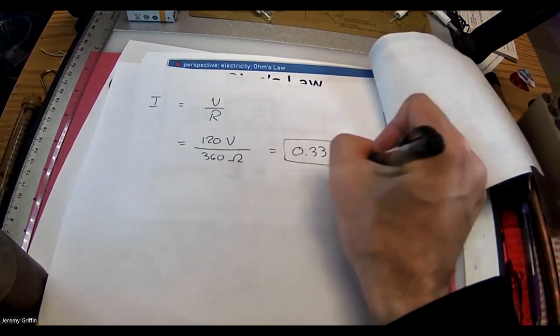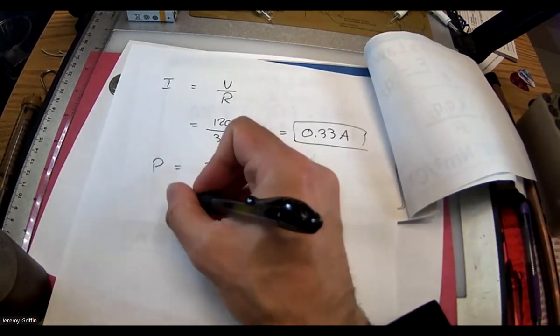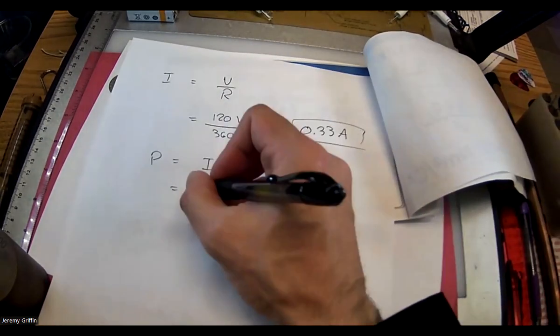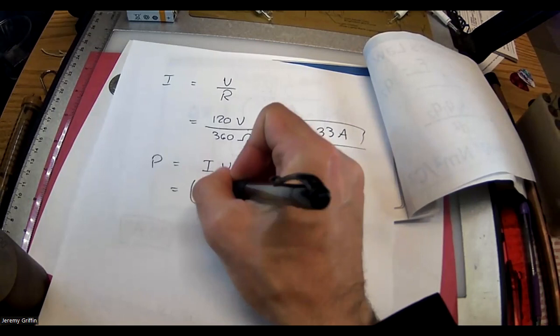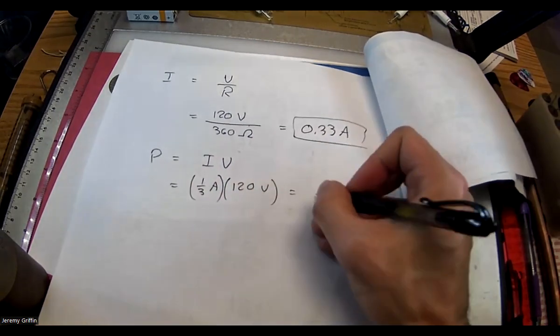Ooh, let's do an extension question. Can you guys say power is current times voltage, right? Or some version of Joule's law. We got 0.33 amps, so a third of an amp. We got 120 volts. Would that be 40 watts?